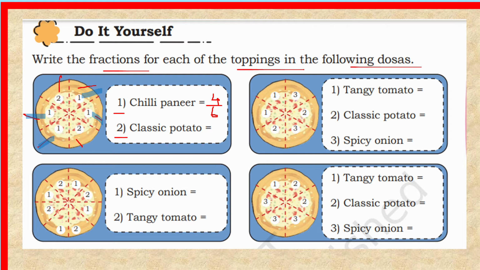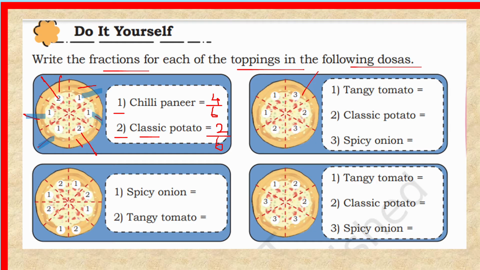Then, 2 represents what? Classic potato. See, this is classic potato. This is classic potato. How many parts? 2 parts. 2 parts we have classic potato. Out of 6 parts, 2 parts we have classic potato. That is fraction is 2 by 6. Next one.